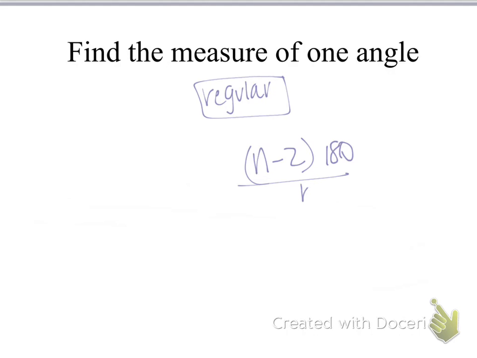Okay, to find the measure of one angle in a regular figure, we can do this because all the angles are the same. So first I find my total, and then I divide it by the number of sides to divvy it up between each of those angles. Since they should all be the same, I can divvy it up between all of them. So n minus 2 times 180 divided by that n. N stands for the number of sides again.